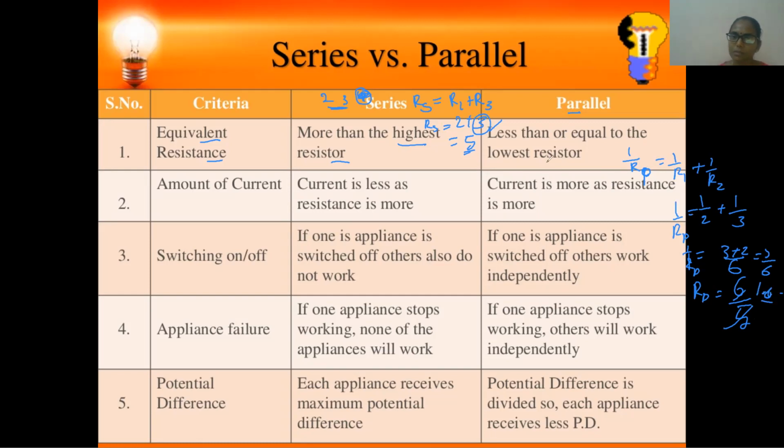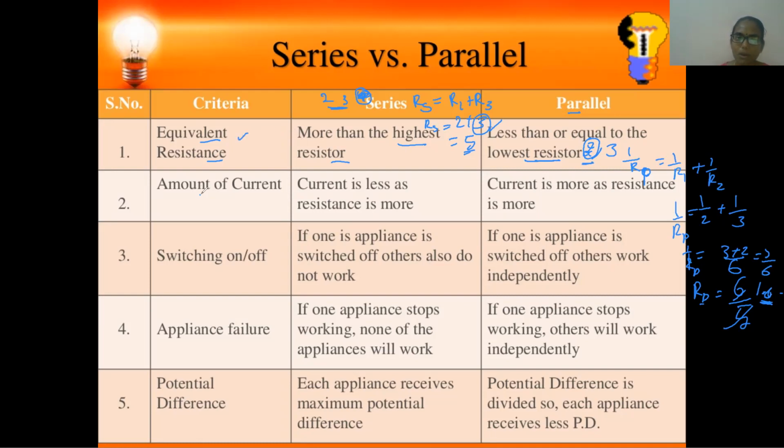So effective resistance will be less than the lowest resistance. Here the lowest resistance among 2 and 3, which is 2, is the lowest resistance. So what you will get in case of parallel, the RP value is 1.20, that will be less than the lowest resistance 2. Okay, that is what equivalent resistance says.